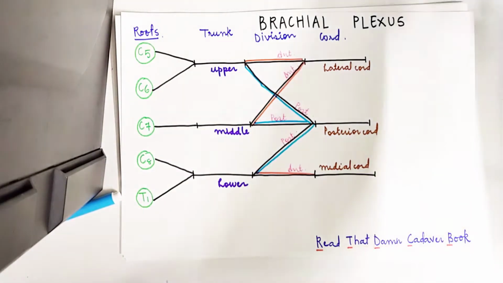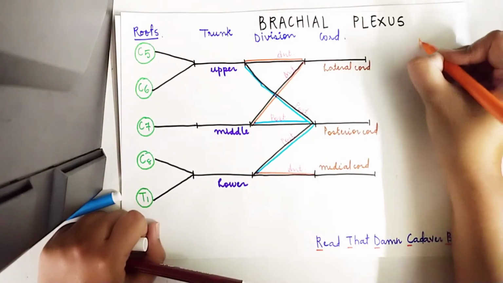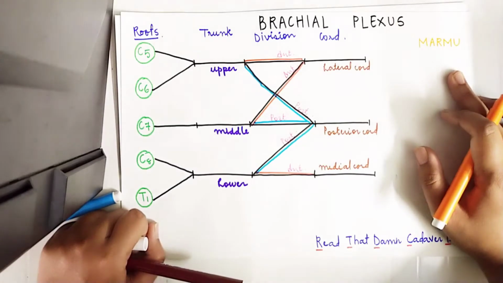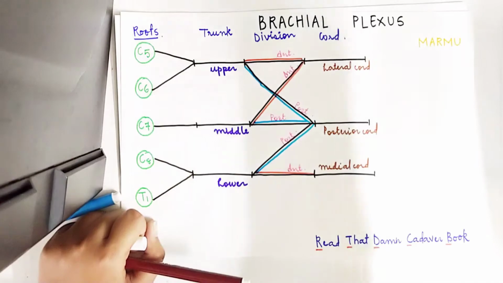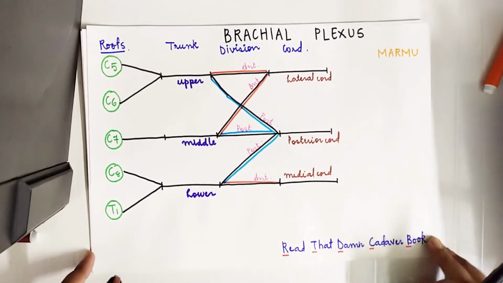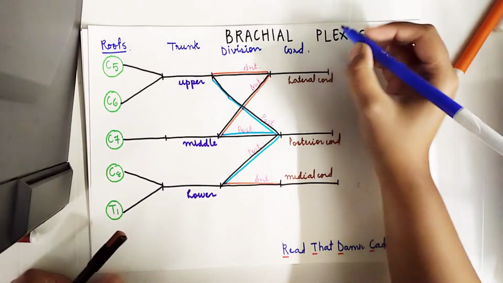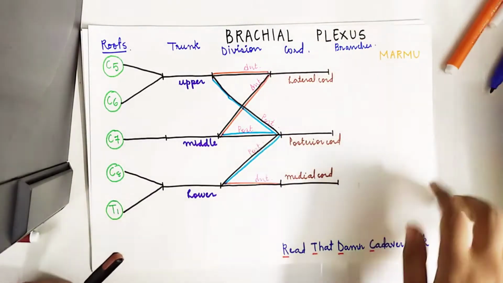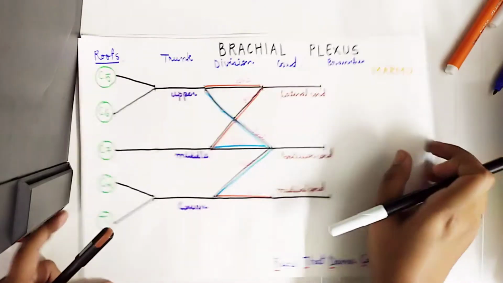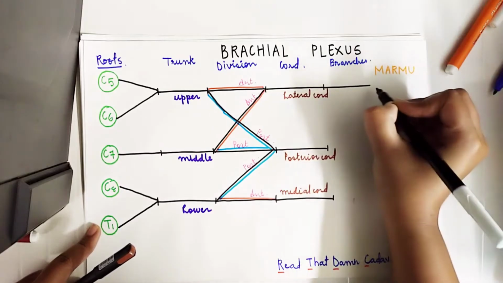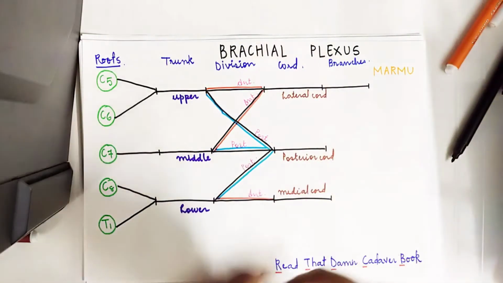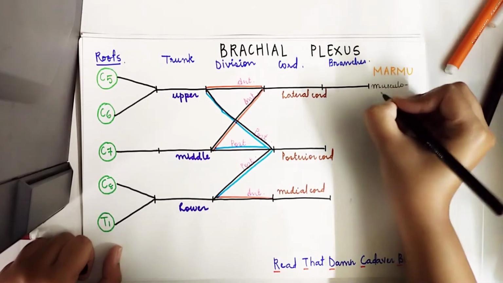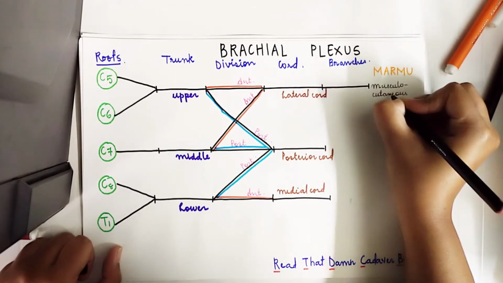To remember the branches, you could use the mnemonic MARMU, M-A-R-M-U. It's weird, but you can use this mnemonic to remember the branches. So now the last part, B for branches. This is the last part of the brachial plexus. The lateral cord will form the branch we will name the musculocutaneous nerve.